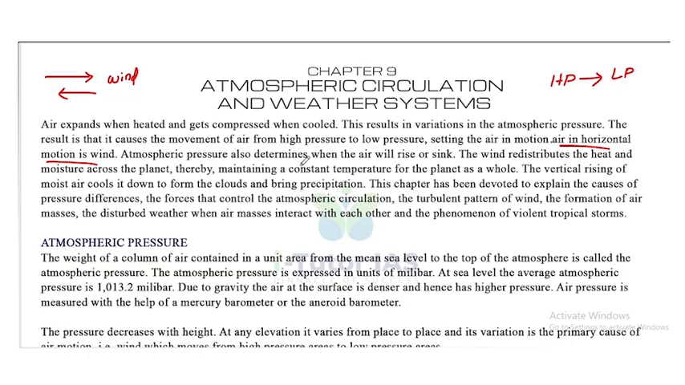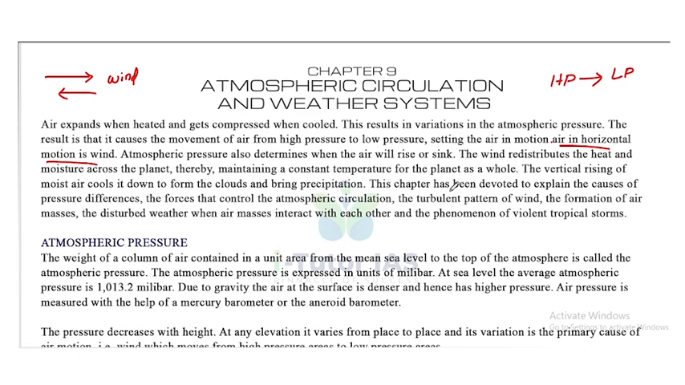Atmospheric pressure also determines when the air will rise or sink. The wind redistributes the heat and moisture across the planet, thereby maintaining a constant temperature for the planet as a whole. The vertical rising of moist air cools it down to form the clouds and bring precipitation.